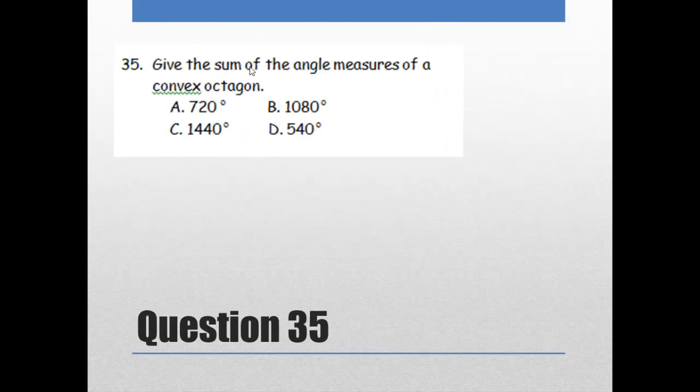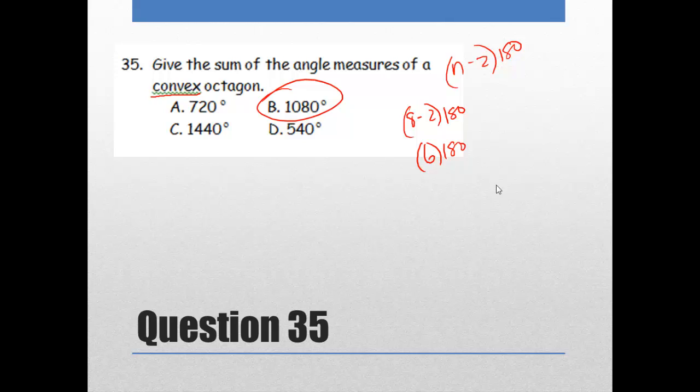Number 35, give the sum of the angle measures of a convex octagon. Remember, convex is just everything that we've been dealing with in class. All the shapes that we've talked about have been convex. So the sum of the angle measures of an octagon. Well, an octagon has 8 sides. We're using this formula, by the way. 8 sides, so our n is 8 minus 2 times 180. So 6 times 180. And you should get 1080.